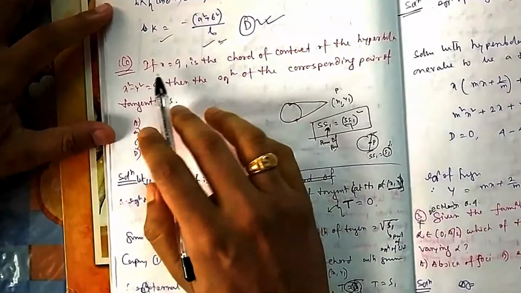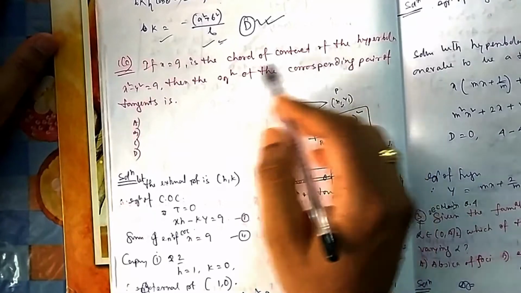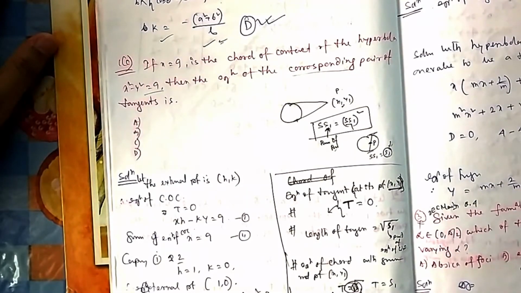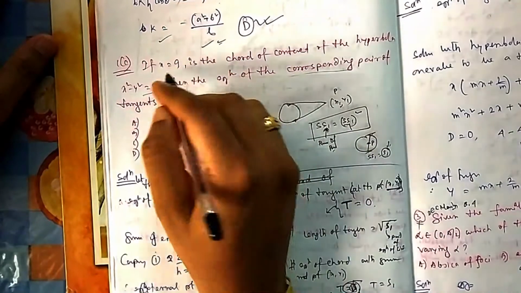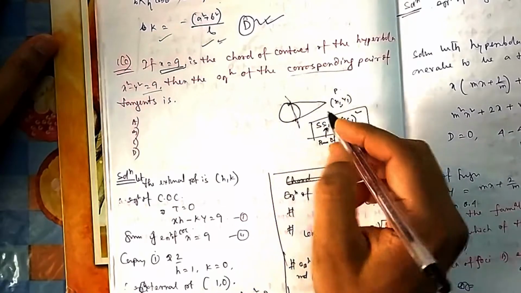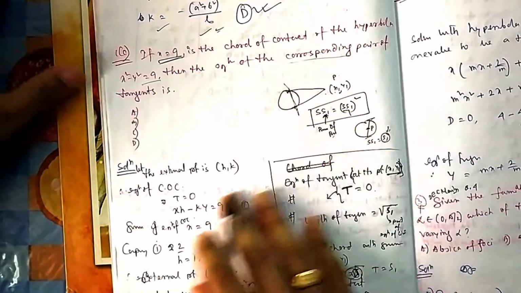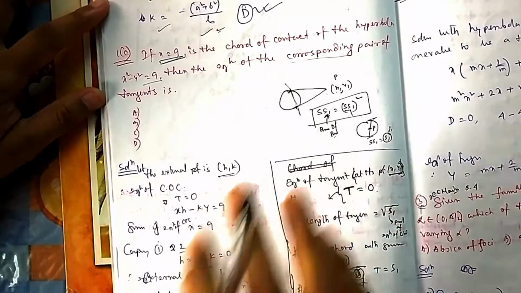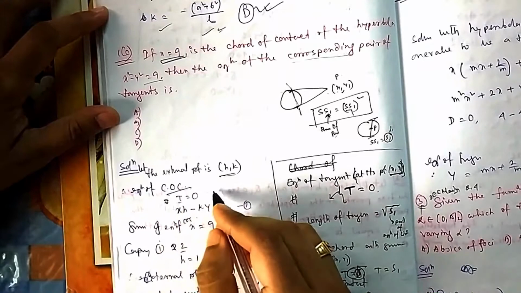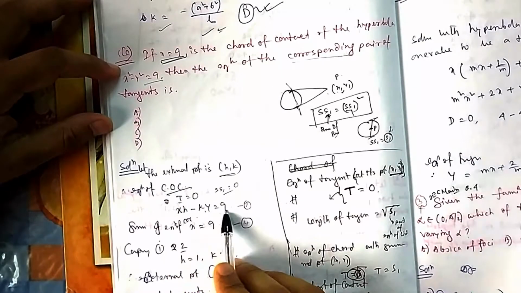Okay, let's see this. If x is equal to 9 is the chord of contact (COC) of the hyperbola, then the equation of the corresponding pair of tangents. So they have given the COC. COC given means there is a point from which this COC is drawn, which is x equal to 9. So the external point, let me take it as h comma k. This is a hyperbola, so its COC is always T equal to 0. So what will be this one? xx1 minus yy1, this is equal to 0.